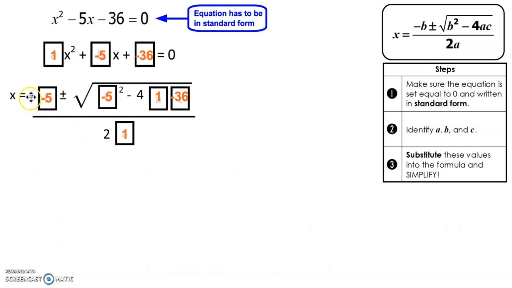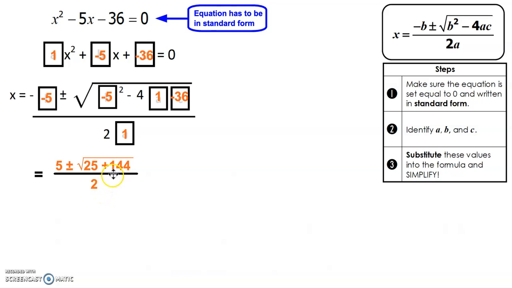So notice here I have the negative of a negative 5. That's going to become a positive 5, plus or minus the square root of negative 5 squared is 25, minus 4 times 1 times negative 36. I have to do the multiplication before I do the subtraction. So 4 times 1 times 36 gives me 144. And 2 times 1 in the denominator just gives me 2.